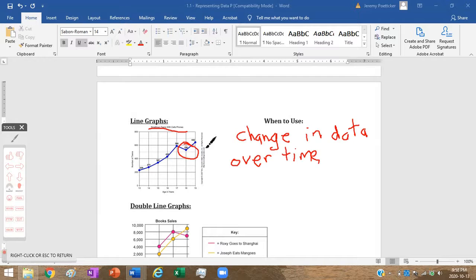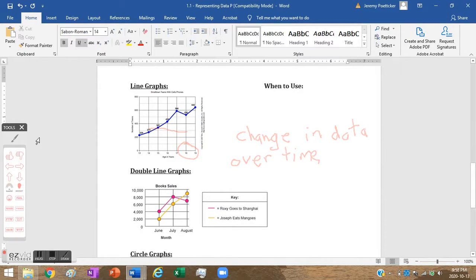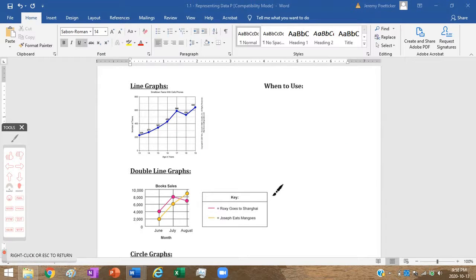All right, moving on here then. Double line graph. Basically here it's the same thing, right? Instead of just change in data, it's change in two categories of data, and usually it's going to be similar pieces of data. And again, it's going to be over time.